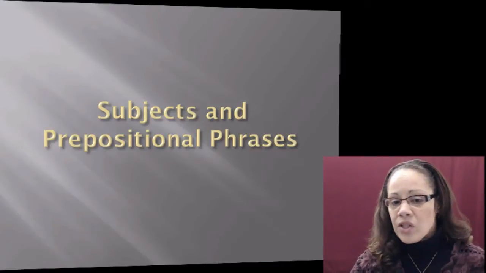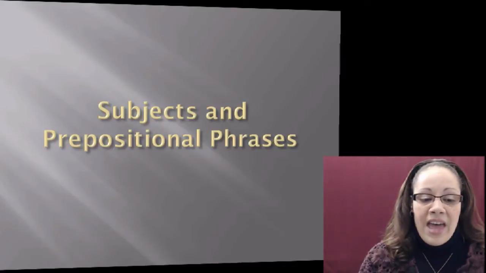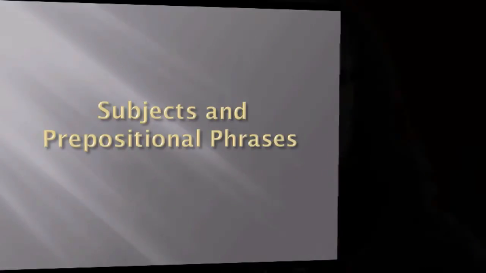Now, sometimes it's confusing. Some people think that the noun that ends the prepositional phrase is the actual subject of the sentence. However, that's not the case. The noun in a prepositional phrase is what's called the object of the preposition, which we learned in Module 1. So the object of the preposition will never, ever, ever be the subject of a sentence. Having prepositional phrases in sentences does confuse students sometimes, and they think that those objects of the prepositions are the subjects.